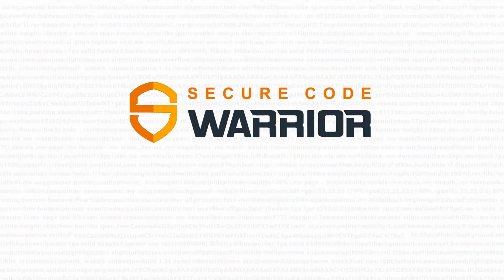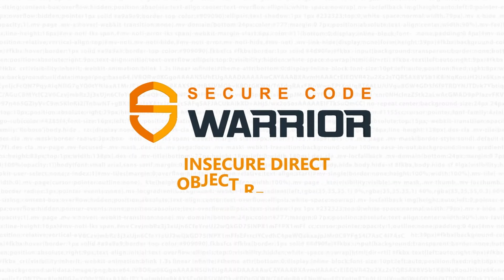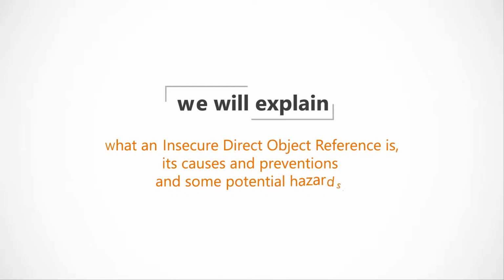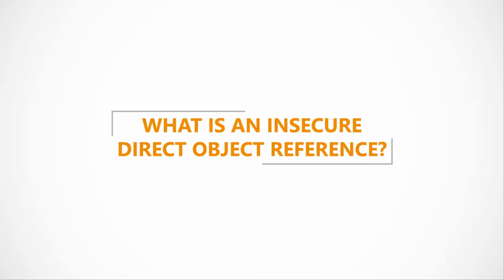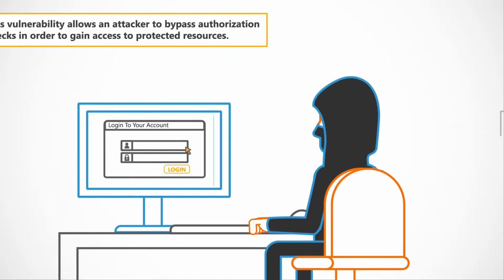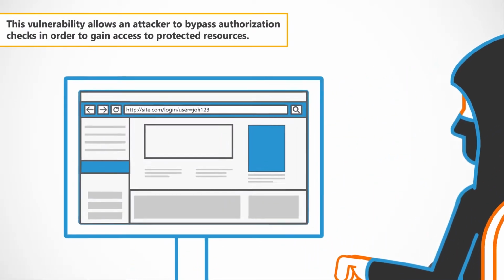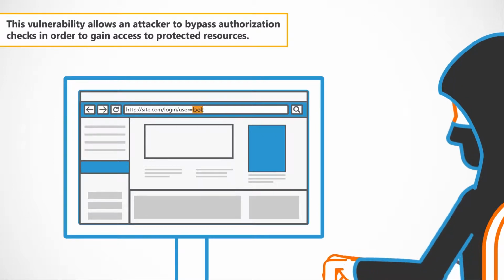In this module, we'll be looking at insecure direct object references. In this section, we'll explain what an insecure direct object reference is, its causes and preventions, and some potential hazards. So, what is an insecure direct object reference? This vulnerability allows an attacker to bypass authorization checks in order to gain access to protected resources.